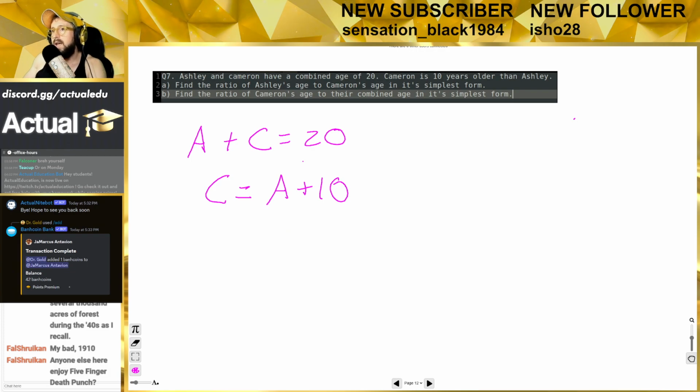Okay, so cool. We got that, right? So now they want the ratio of Ashley's age to Cameron's age. So that's Ashley's age over Cameron's age. And we want that in terms of a number. All right. So I already know what Cameron's age is, right? See how it's A plus 10?